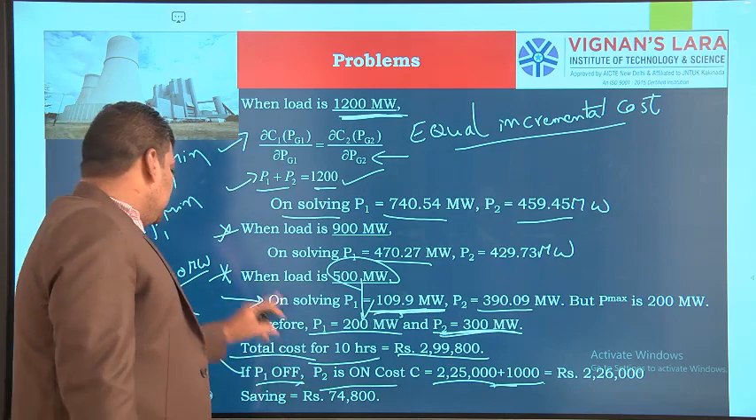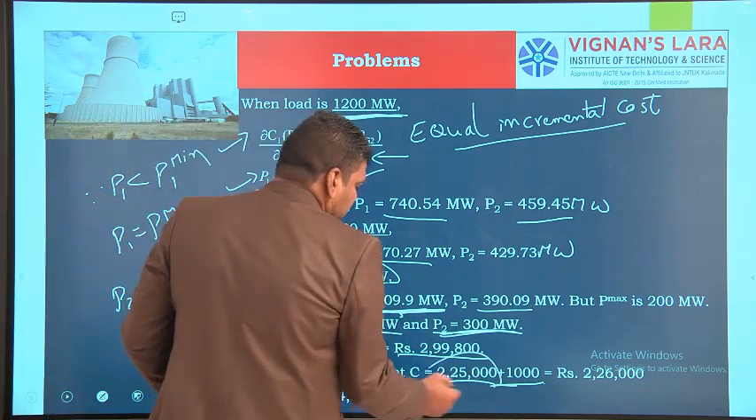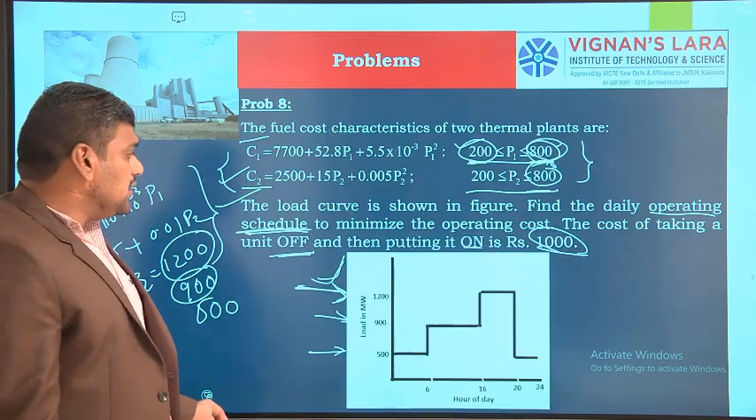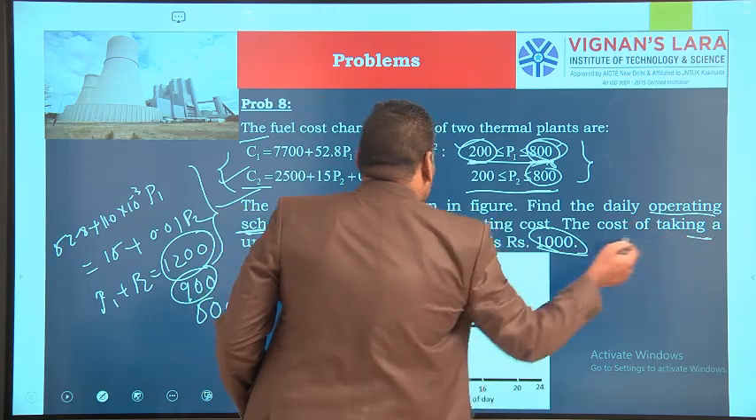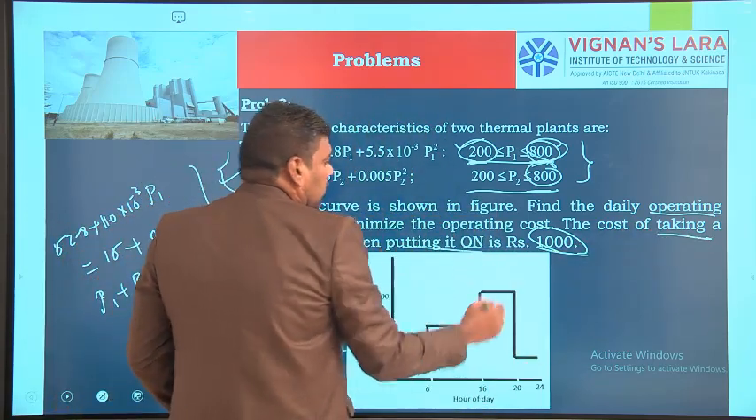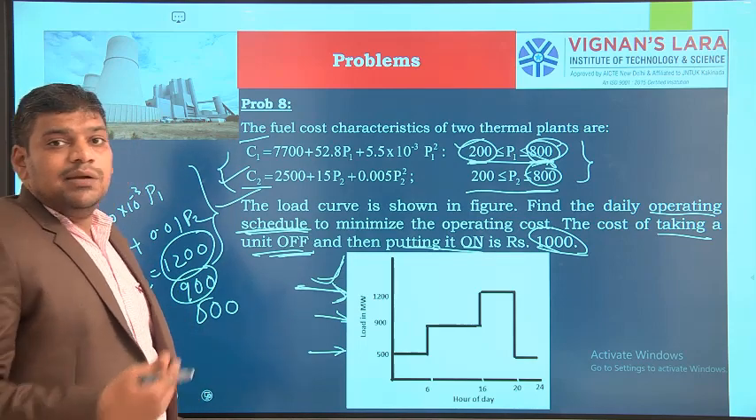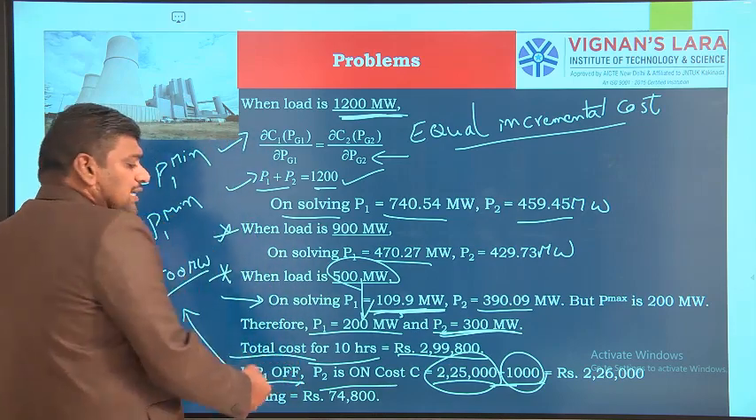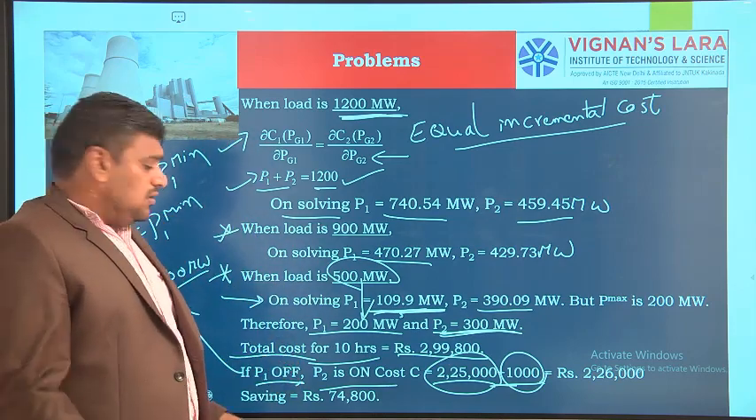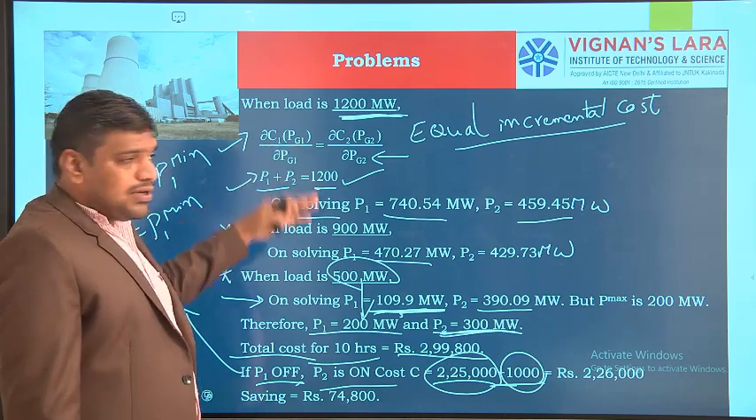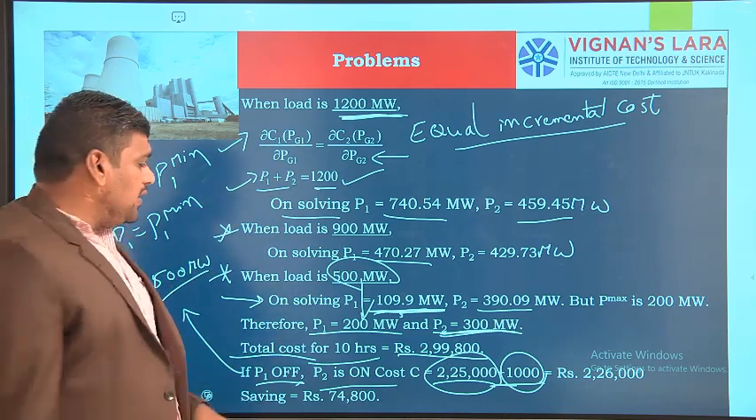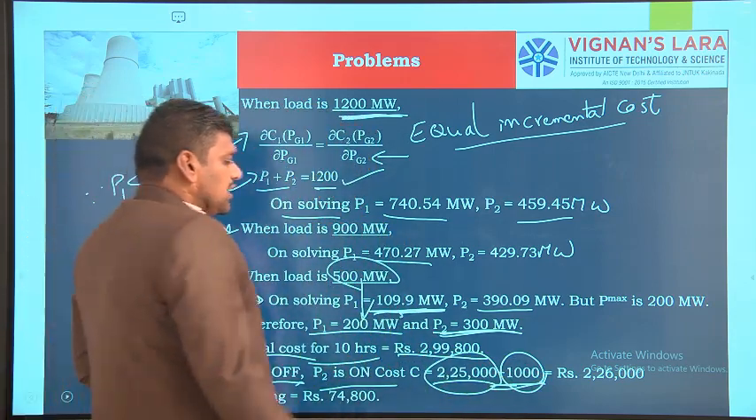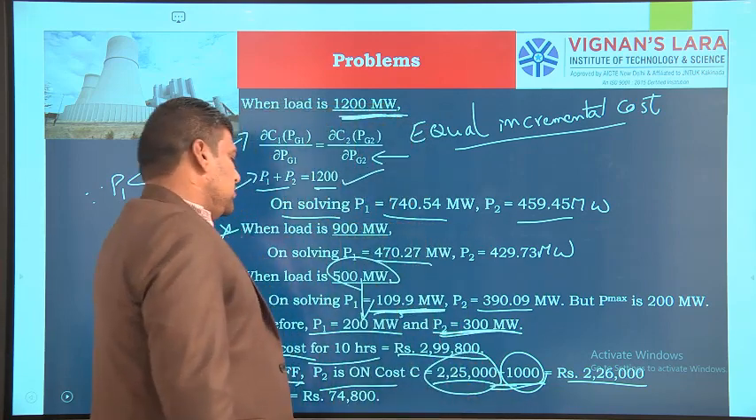When P2 is 500 megawatts, what is the cost? And then 1000 rupees, which is the extra cost incurred for taking a unit off and then putting it on. Taking a unit out and putting it on, you are incurring 1000 rupees. So that's why we are making P1 off. Later, for 900 megawatts and 1200 megawatts, P1 should be brought into operation. That's why 1000 rupees must be added to the cost. So the total cost will be 226,000 in terms of rupees.